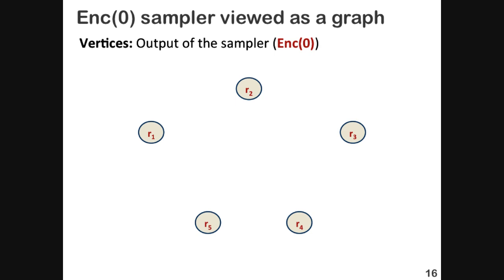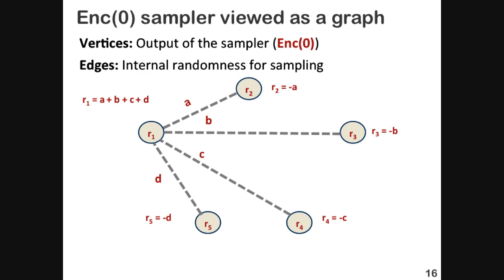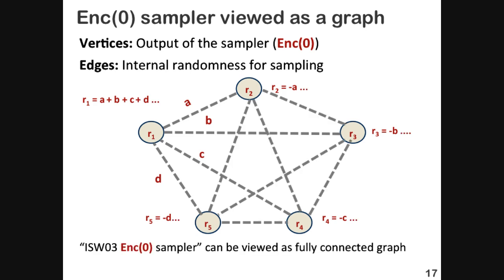Essentially, we improve this by viewing the encoding of zero sampler as a graph, where the outputs are represented by these vertices here. So we have R1, R2, R3, R4, R5. These are the outputs produced by this encoding of zero sampler, and the edges are the internal randomness used for the sampling. For example, this would be a simple encoding of zero sampler where we sample A, B, C, D uniformly at random, and R1 becomes the sum of all these values, and R2, R3, R4, and R5 are the negatives of these random values. Then it's clear that when we add all these values together, we get an encoding of zero. The ISW encoding of zero sampler can be viewed as a fully connected graph, so that's why the complexity is O(n^2).